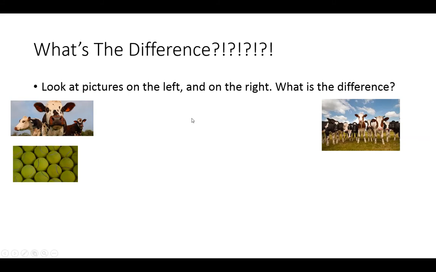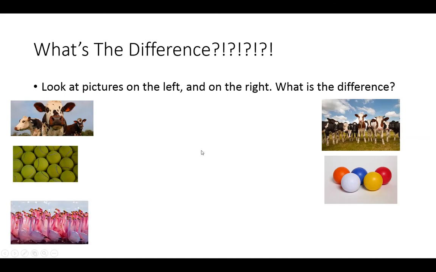Look at this group of tennis balls. Now compare that to a group of different colored balls. How about these guys, the flamingos? Now, interesting thing about flamingos is they are pink because of what they eat, which is mostly shrimp. Now look at these budgies, which budgie is actually a native word in Australia for good eating. Ironic, right? And what do you notice about the pictures on the left and the pictures on the right?